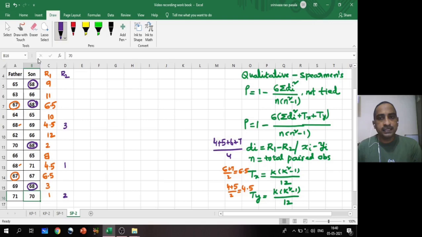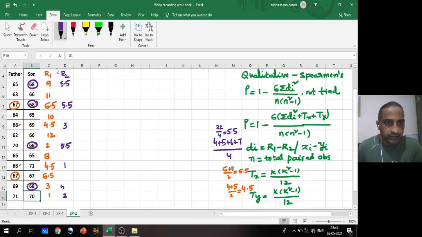6 plus 7 is 13. 13 plus 5 is 18. 18 plus 4 is 22. 22 by 4 is 5.5. Am I correct? 4th, 5th, 6th, 7th ranks. So that's why I have to assign 5.5. This is 5.5, this is 5.5, and this is 5.5, right?